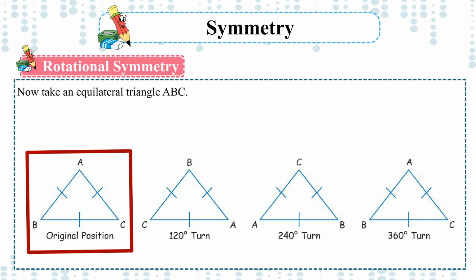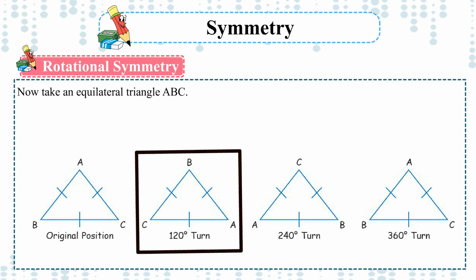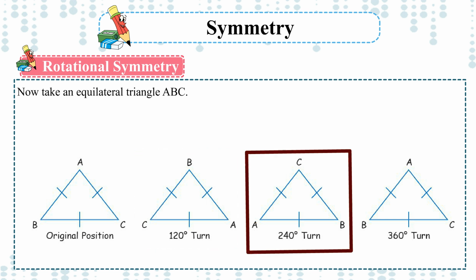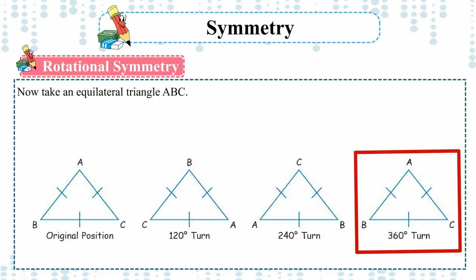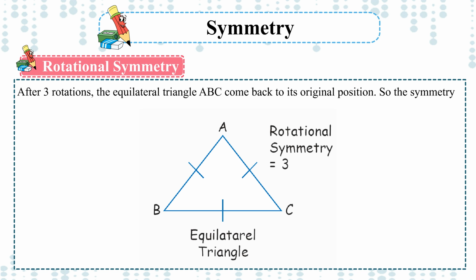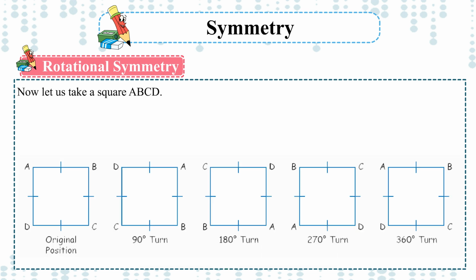Original position, 120 degrees turn, 240 degrees turn, 360 degrees turn. After 3 rotations, the equilateral triangle ABC comes back to its original position. So the symmetry order is 3. Rotational symmetry is equal to 3. Equilateral triangle.